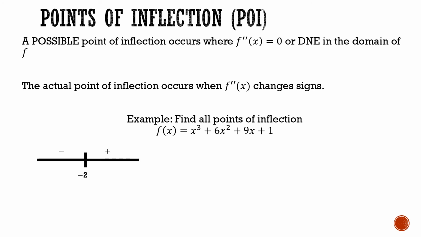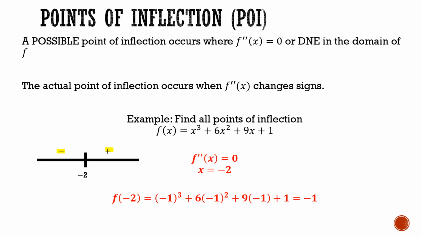So again, using the information from the last slide, we had x equals negative 2 was what we got when we set our second derivative equal to 0. Again, from the left it was negative, and from the right it was positive. It does indeed change signs around negative 2. Therefore, x equals negative 2 must be a point of inflection.